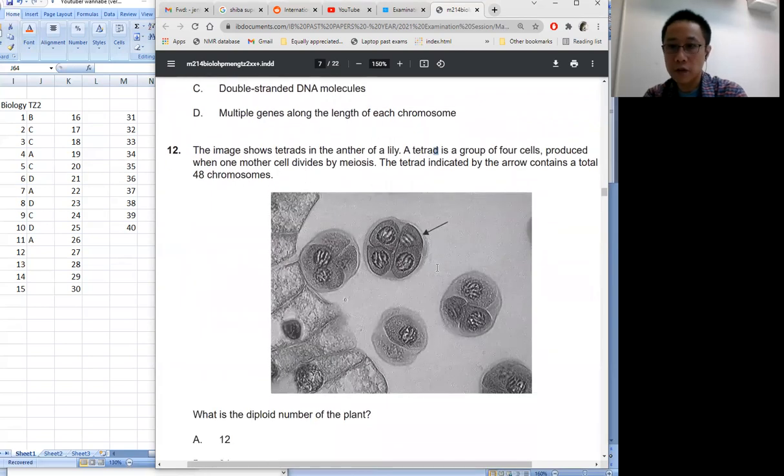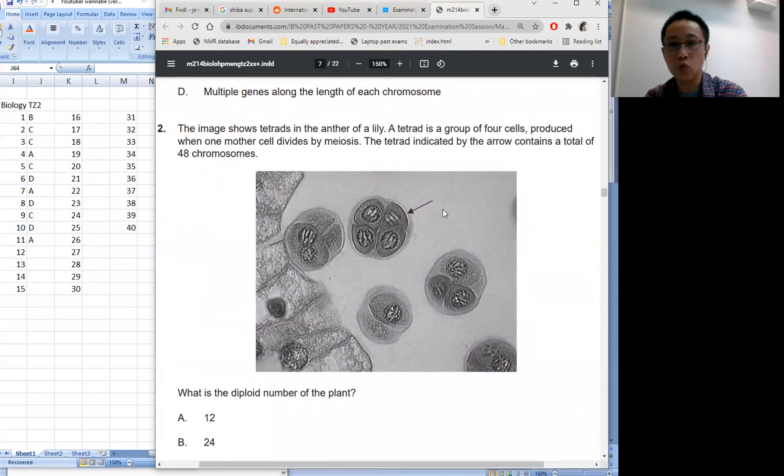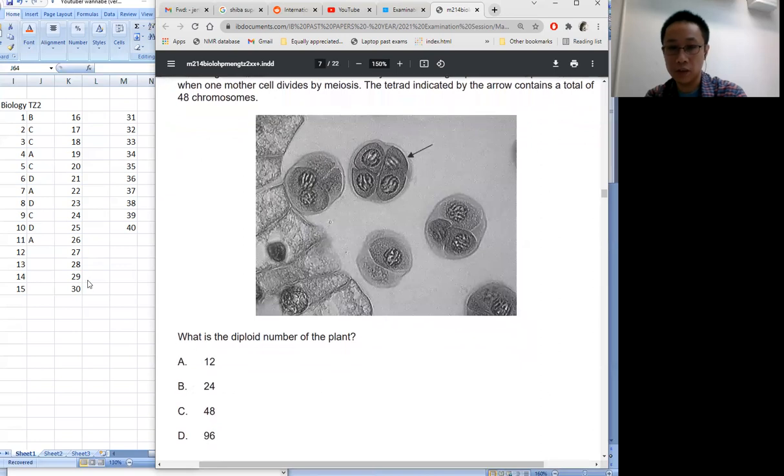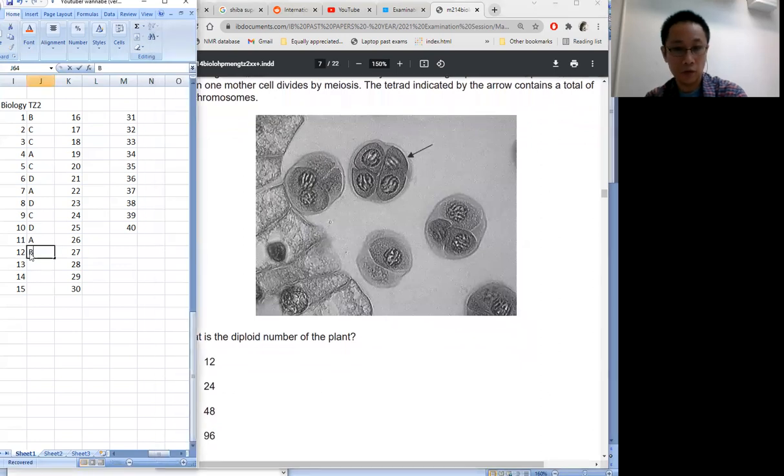Question 12, a tetrad is a group of 4 cells produced when 1 mother cell divides by meiosis. The tetrad indicated by the row contains a total of 48 chromosomes. So each cell contains 12. And by the end of meiosis, the cell would have divided twice. So 12 would be the haploid number, which means that the diploid number is 24.